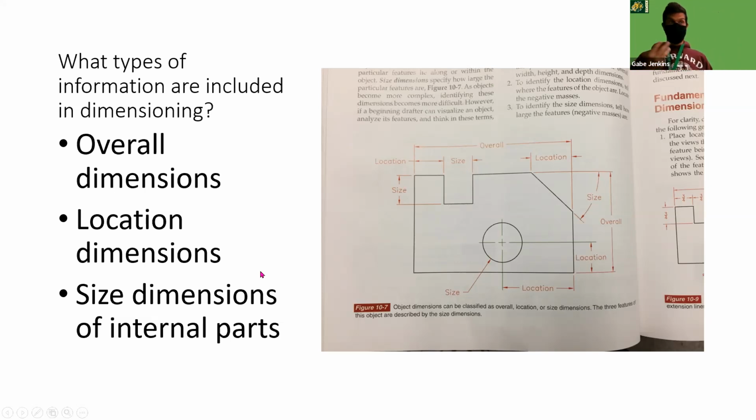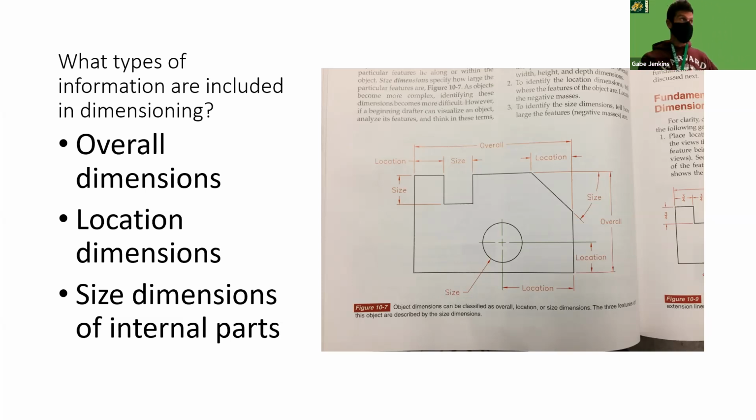So there's 3 different types of information you would get from dimensions. You would get the overall dimensions, you get the location of where things are, and the sizes of internal parts of that diagram. Those are all the 3 things that you should be looking to learn from looking at dimensions.